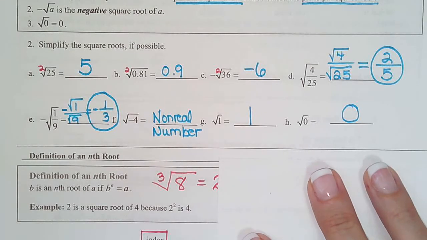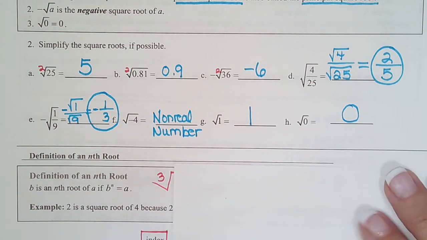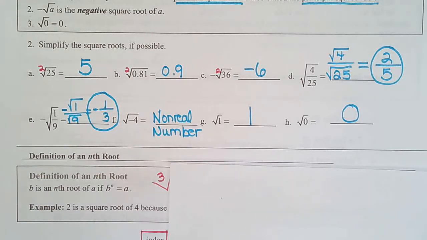And 0, same thing. Square root of 0 is 0. Cube root of 0 is 0. Fourth root of 0 is 0. So 1 and 0 are their own square roots, cube roots, and so on.